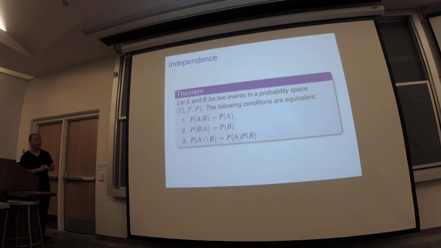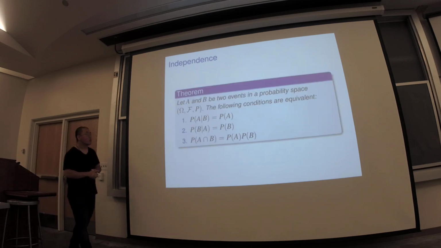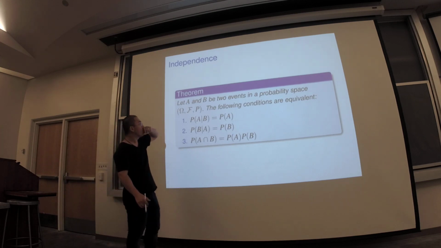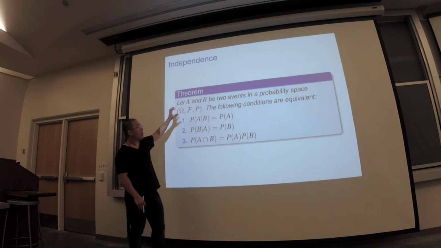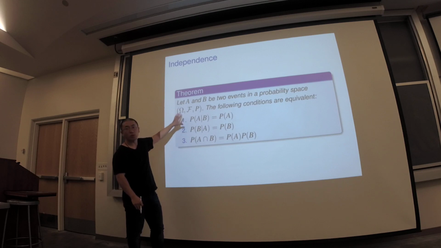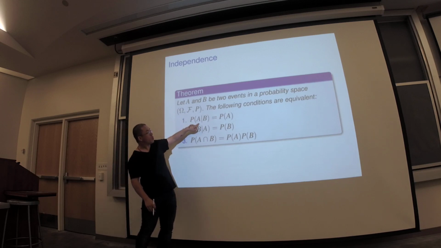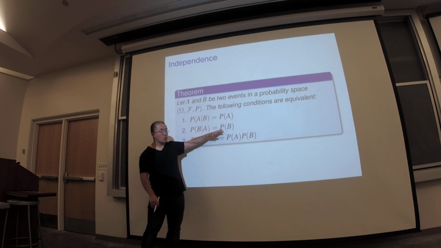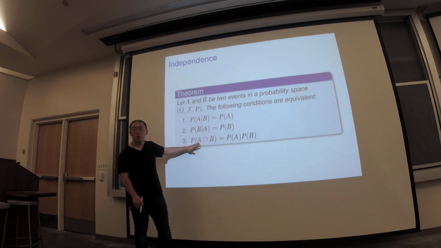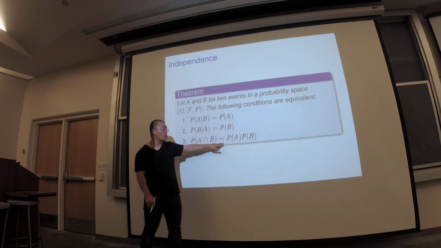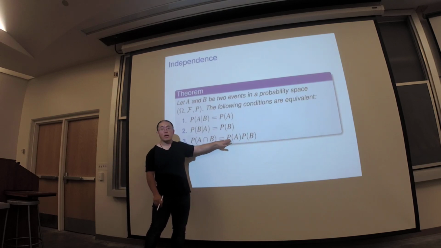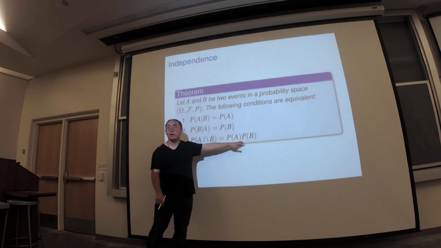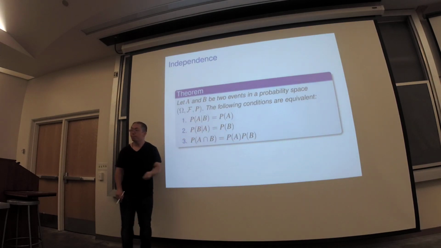So here are the general conclusions. If A and B are independent, then the following conditions are totally equivalent. First, the probability of A given B is equal to the probability of A. Second, the probability of B given A is equal to the probability of B. And also, the joint probability of A and B is equal to the product of the probability of A and the probability of B. They are the same thing.